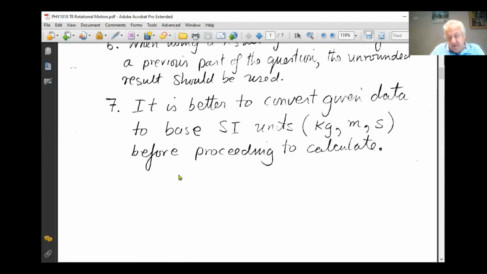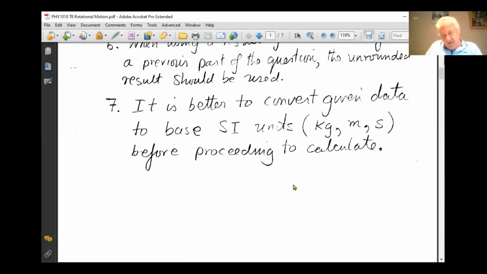The last point to remember is convert to base SI units. So convert your data to base SI units. That way, you'll get your answer in base SI units. You can get the right answer by not doing this, but you often may not interpret the answer very well, and also you may even get the wrong answer. So it really is better. It's a bit more work, but it's worth converting to base SI units.